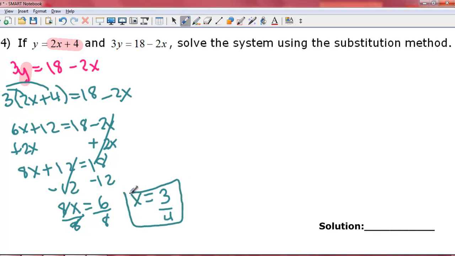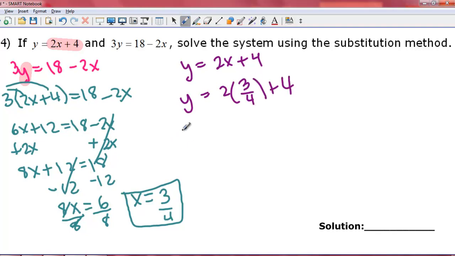But we still want to have our y value as well. So we have to plug in x into one of the equations. Again, if we pick that first one, it already says y equals. So we want y equals 2, open your bracket, 3/4 plus 4. Y equals... Let's cancel. Divide those both by 2, so we can make this a 2. So that's 3/2 plus 4.